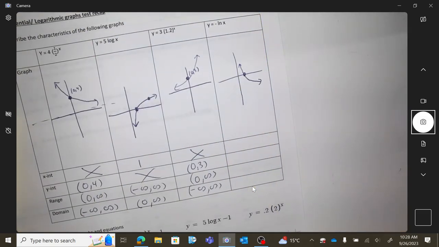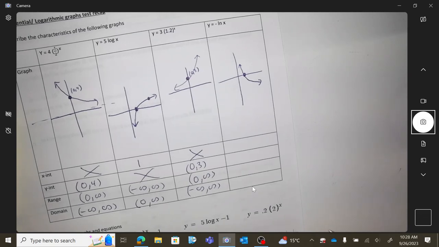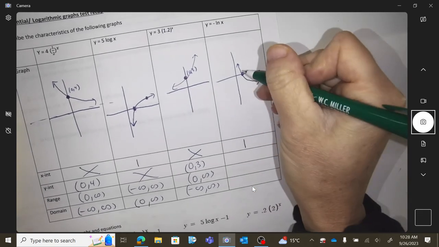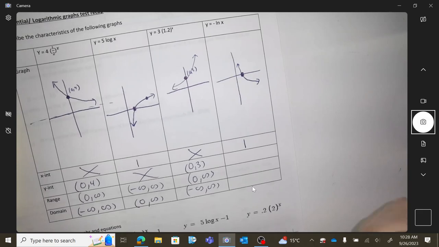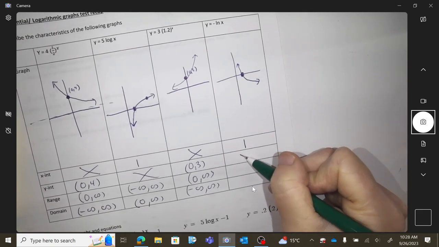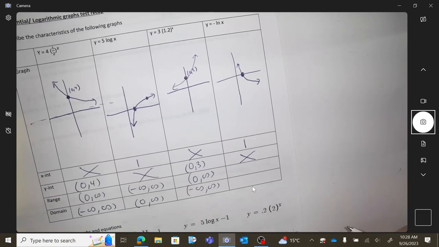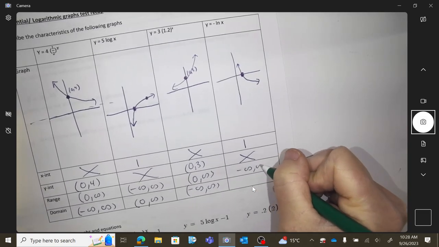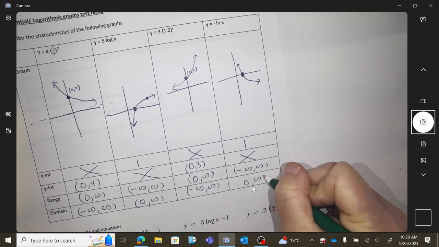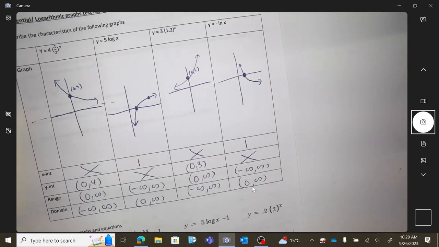But again, you always concentrate on those intercepts. Does it have an x-intercept or a y-intercept? Those are very special. So this is still at 1. Doesn't move. Never touches the y. And then the answers to that should be the same as number 2, right?